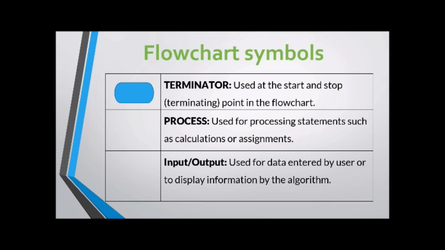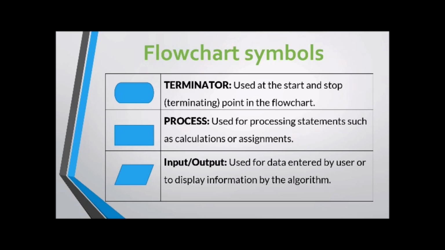Process symbol is represented by a rectangle and is used for processing statements, such as calculations and/or assignments. Input or output symbol. This symbol is represented by the parallelogram and is used to indicate data being entered by the user, as well as information being displayed by the algorithm.